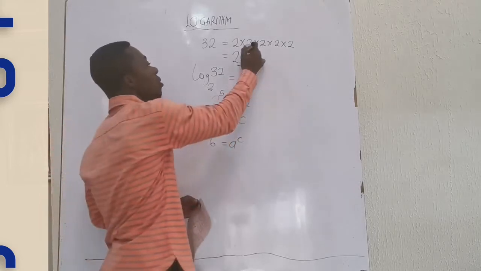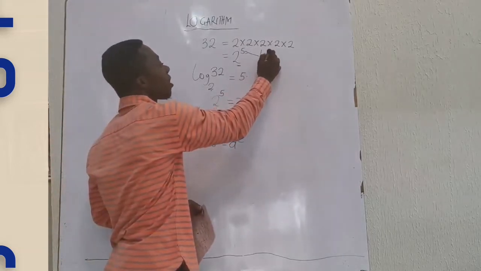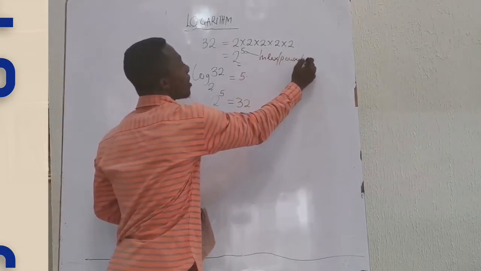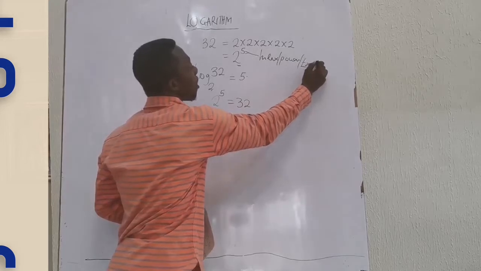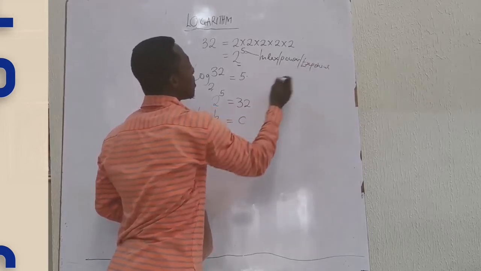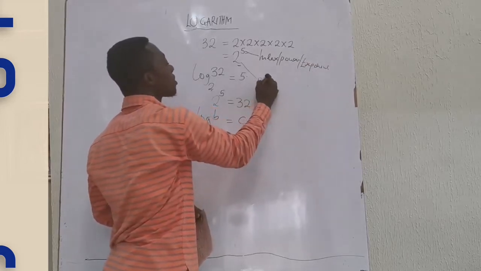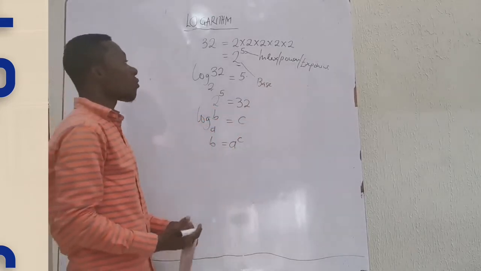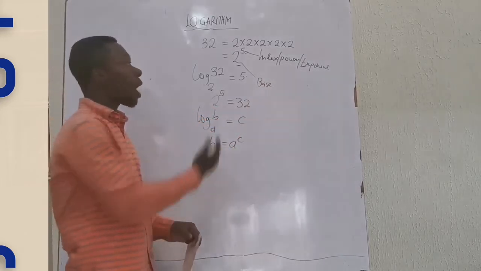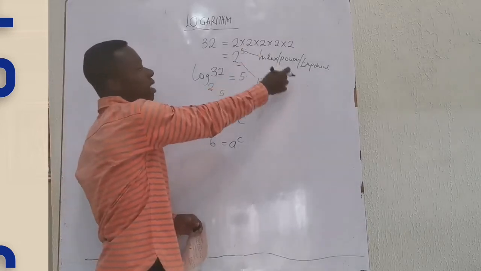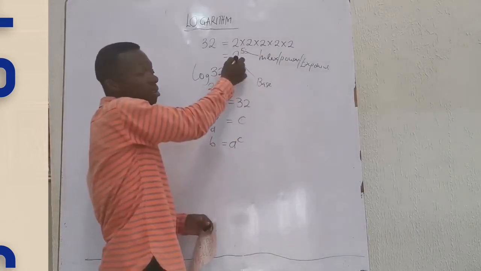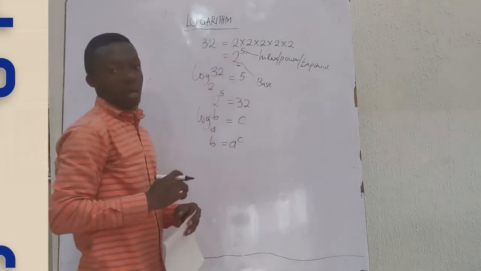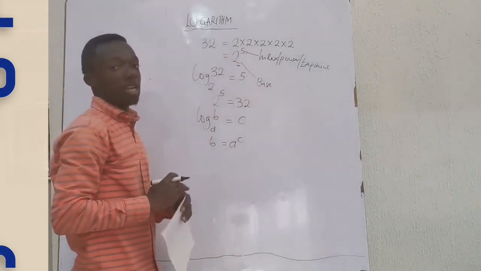So this is what we call the index or the power or the exponent, and we call this the base. So per the definition, the logarithm of any number refers to the power or the index to which the base of that number must be raised in order to get the number. So that is the logarithm of any number.